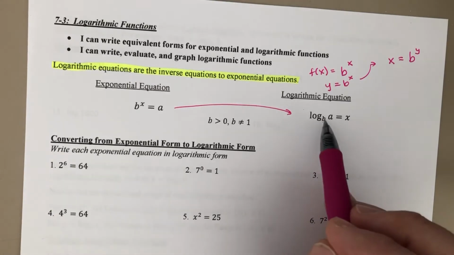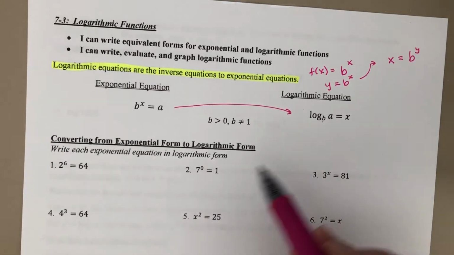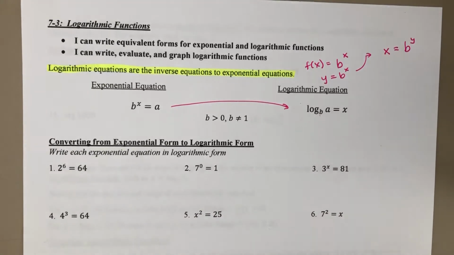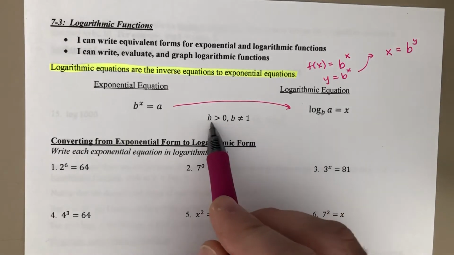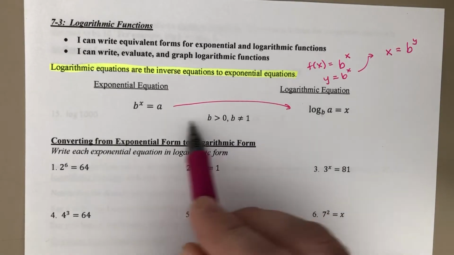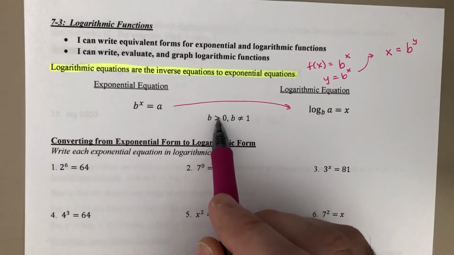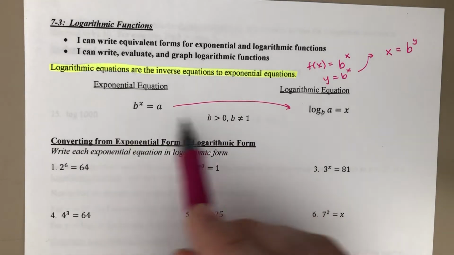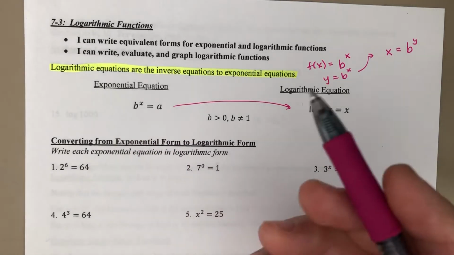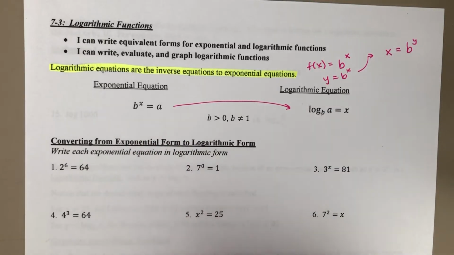Okay, now I know that didn't make a lot of sense right now, but let's go through a few of these and I think you'll start to see what's happening. A couple of notes here. b must be bigger than 0. The base of the exponent must be bigger than 0, and it also can't be 1. 1 to any power is just 1, so it's not really even worth discussing.